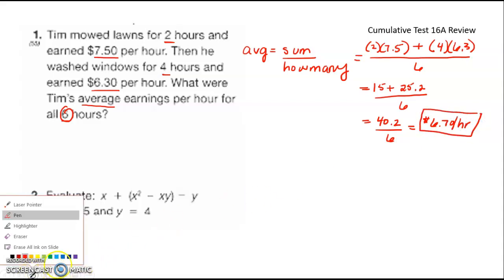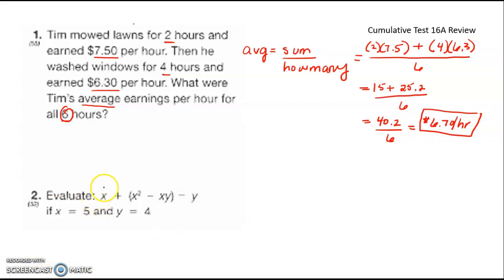Okay, let me go ahead and change colors. Here we have evaluate x plus parentheses x squared minus xy parentheses minus y, and I'm going to plug this in. So let me just plug in 5 for x and 4 for y. It's just kind of fuzzy. I'm not sure why. So I have 5 plus 5 squared minus 5 times 4, minus 4. Okay, so we're going to do this first.